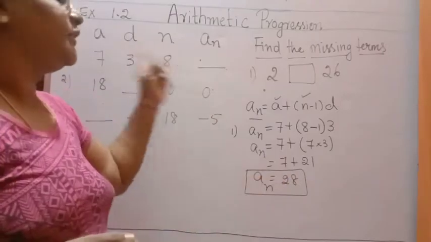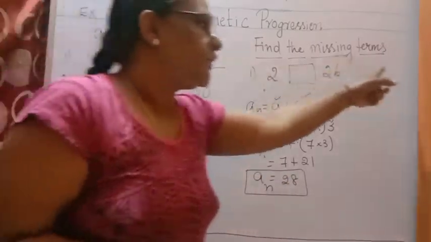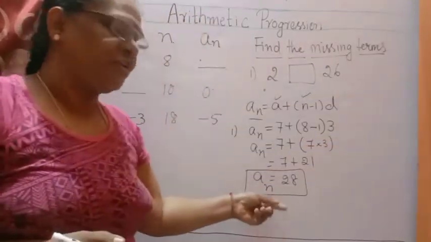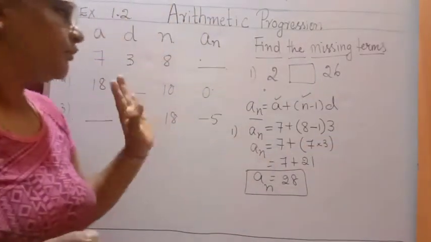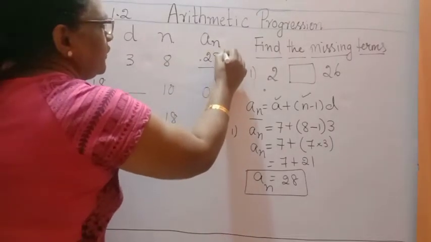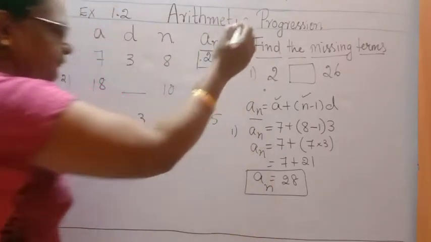So the last term of the sequence is 28. There are 8 terms in the sequence, and out of 8 terms, who is the 8th student? The 8th student is nothing but your an. This is how you can find it. Therefore, the value of an is 28.